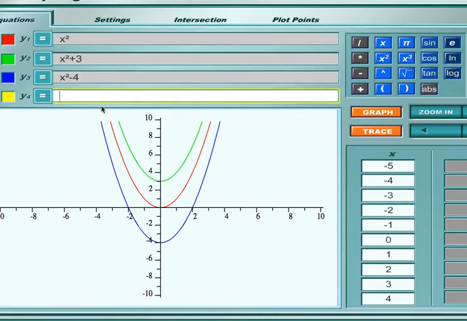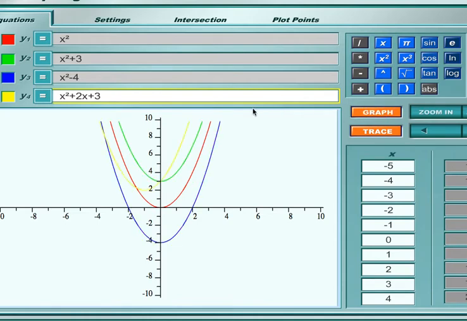What happens though when we add a b value? That changes the graph quite a bit. So we're going to do that now. So we have x squared plus, say, 2x. There's the b value, is 2 in that case. And we'll say plus, let's start with 3. Okay, so we're going to graph that.